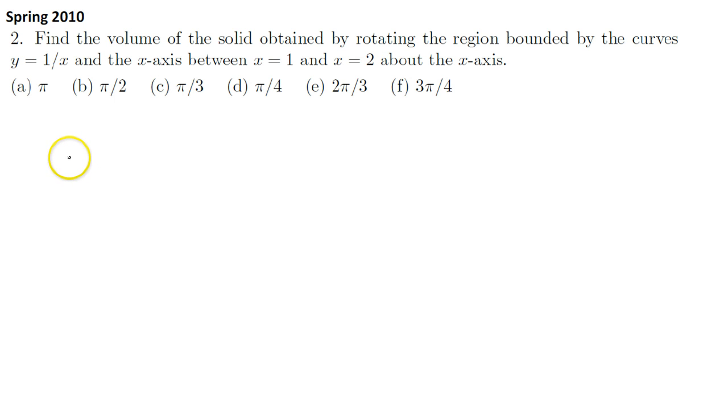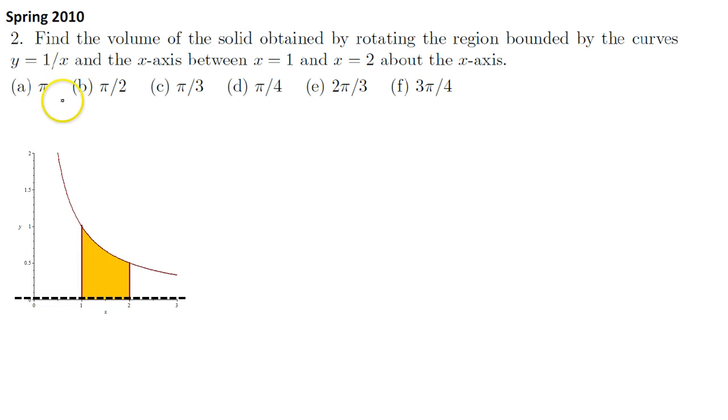Find the volume of the solid obtained by rotating the region bounded by the curves y equals 1 over x, the x-axis, between x equals 1 and 2, and rotate it about the x-axis. Y equals 1 over x looks like this curve here, and x equals 1 and x equals 2. These are vertical lines, and there's the x-axis, and we're rotating about that x-axis.